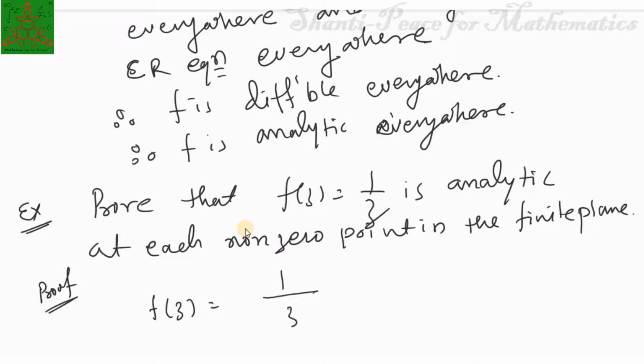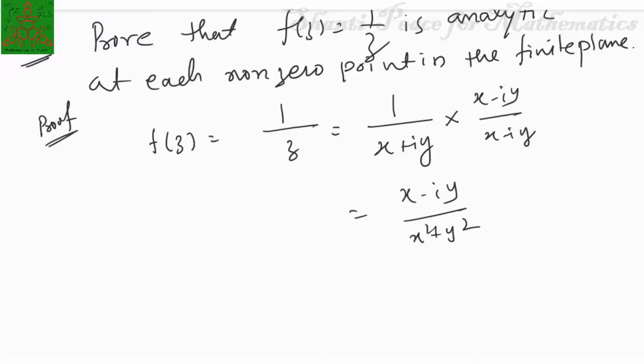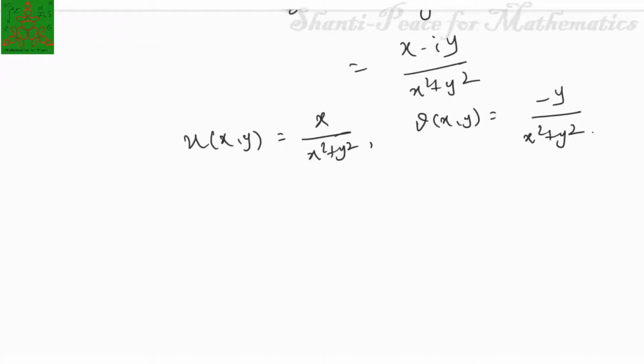If you write 1 upon z as 1 upon x plus iy, and multiply and divide by x minus iy, that can be written as x minus iy upon x square plus y square. So its real part will be x upon x square plus y square and imaginary part will be minus y upon x square plus y square. So hence you can do it by finding its partial derivatives of u and v, and you can go further. That will be more calculative because you have to apply the division rule to calculate the derivative of this quantity.